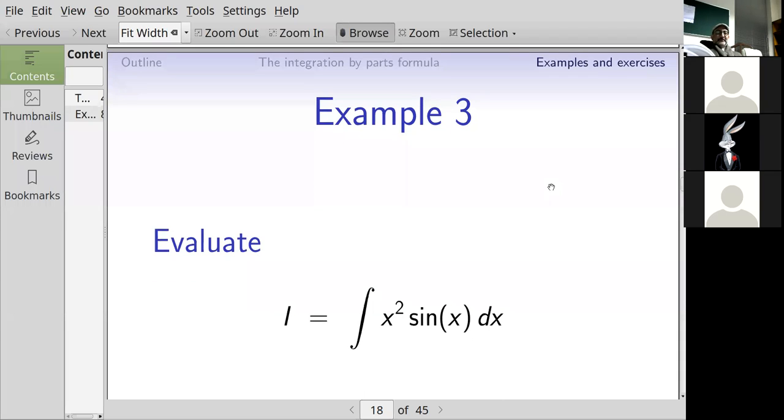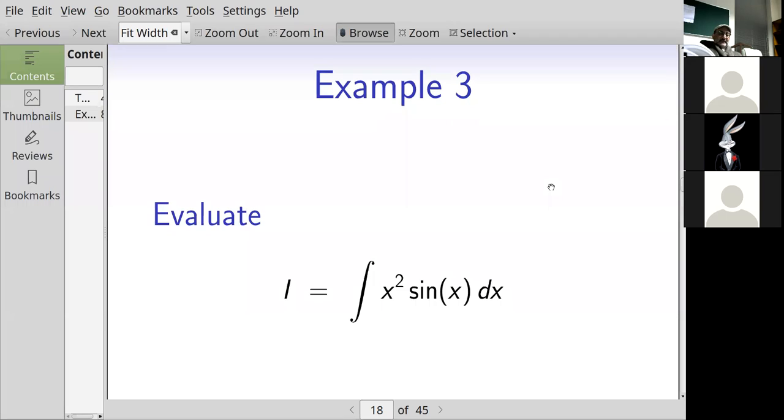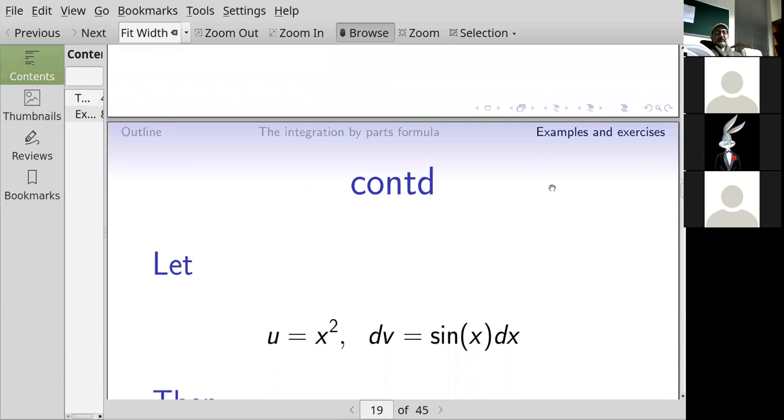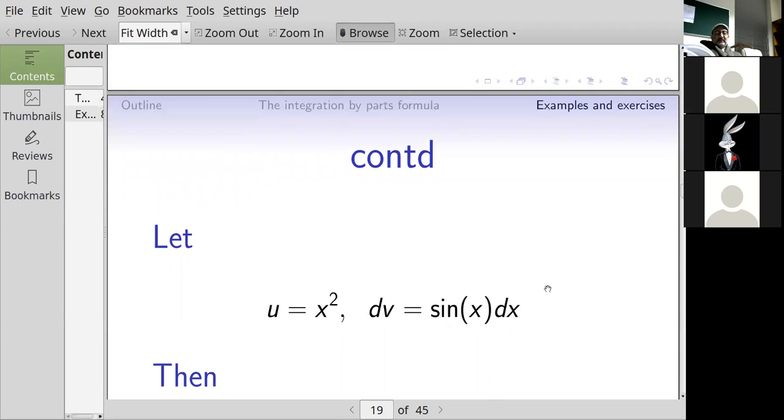Okay, another thing that you should see here. Example 3, I is equal to the integral of x squared sine of x dx. I'm going to let u equal what? X squared. I'm going to let u equal the polynomial part. Then automatically dv is equal to what? Sine x dx. Okay. So with those choices, u equals x squared, dv equals sine of x dx.